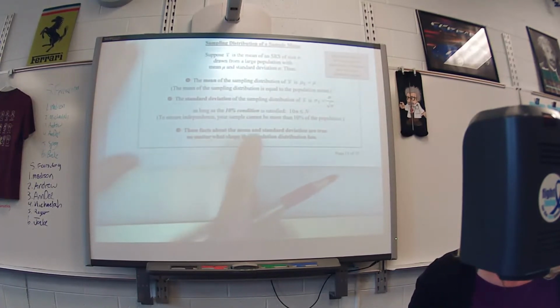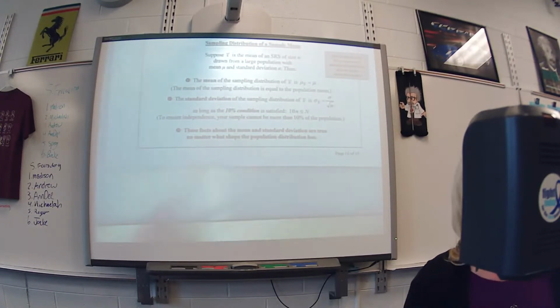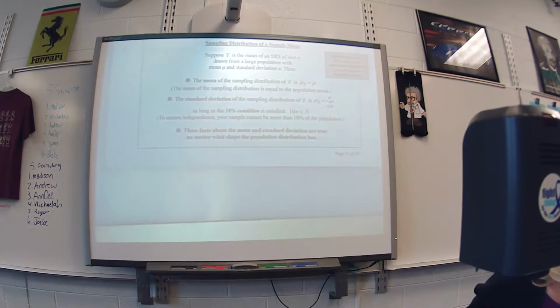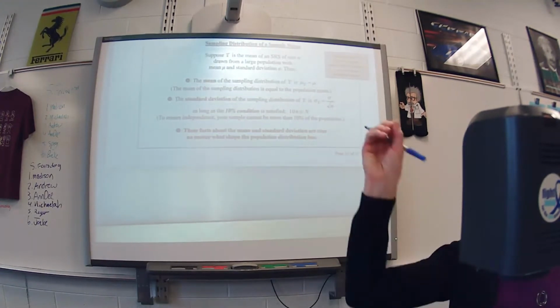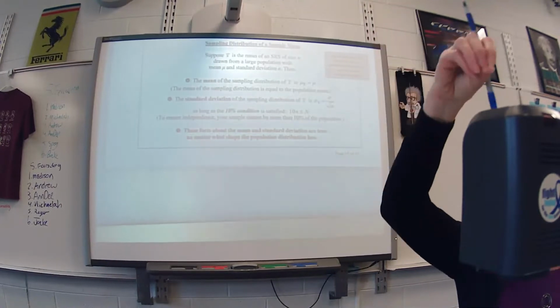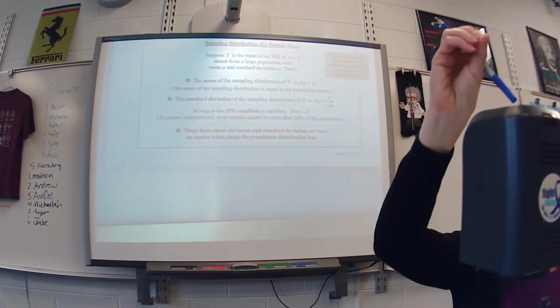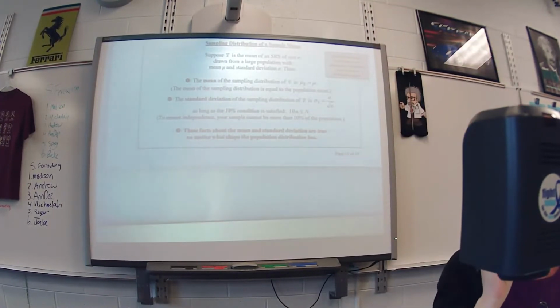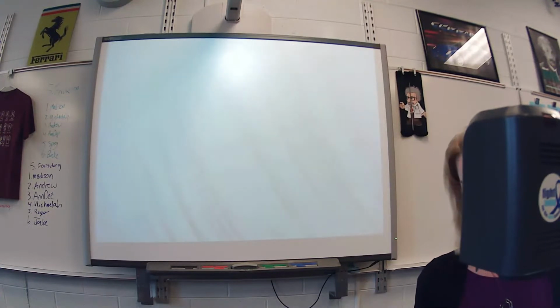These facts about the mean and standard deviation are true no matter what shape the population distribution has. And I did that on purpose also. That's why I chose, that app had a drop-down menu, you could choose different distributions. I chose one on purpose that was skewed because I wanted you to understand this works even if the population is skewed. Your sampling distribution is going to come in approximately normal. Okay? All right.